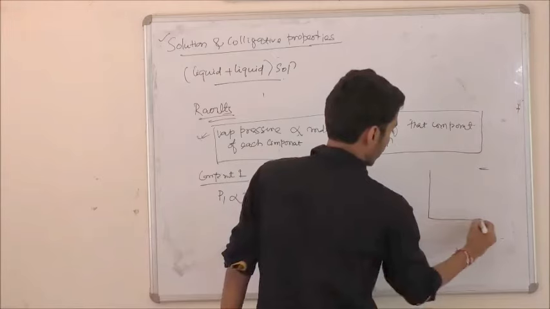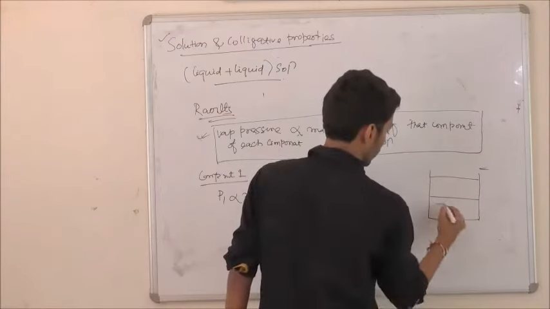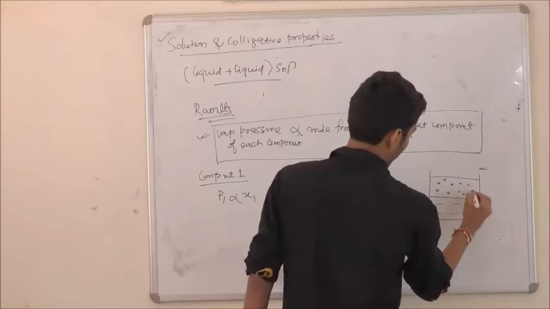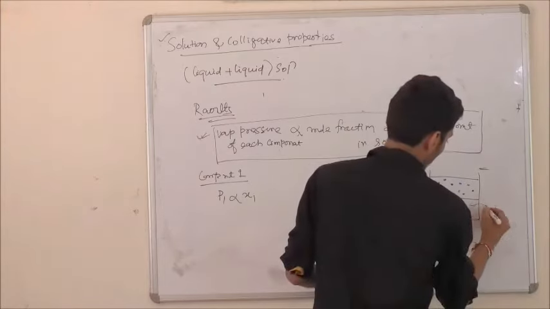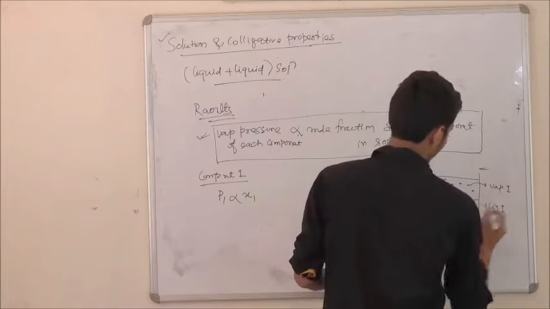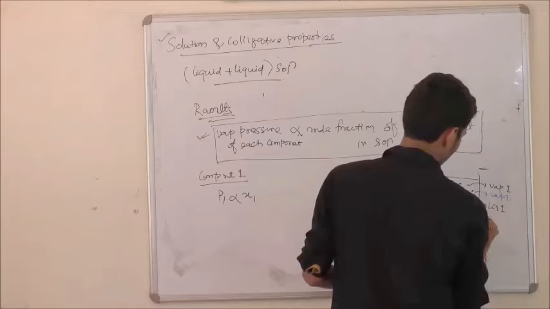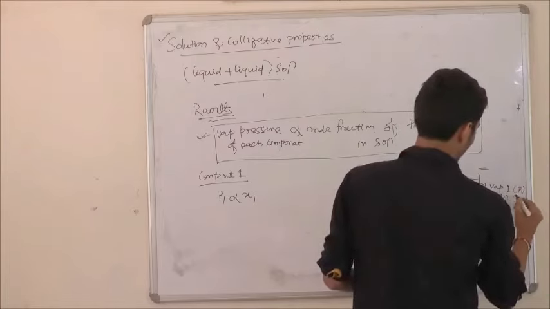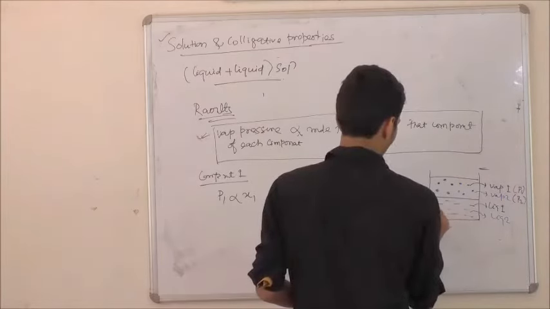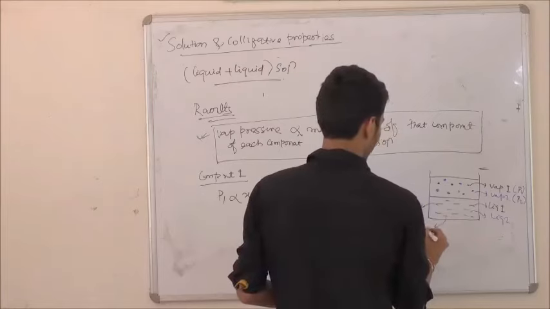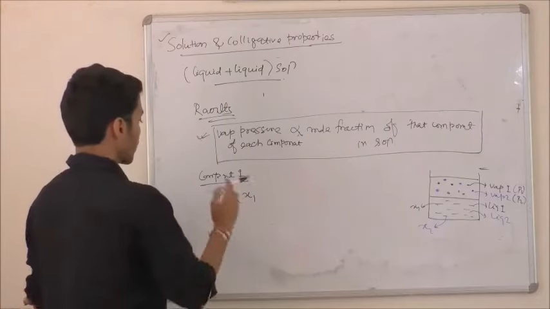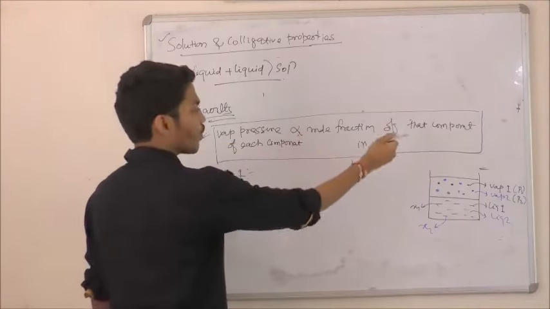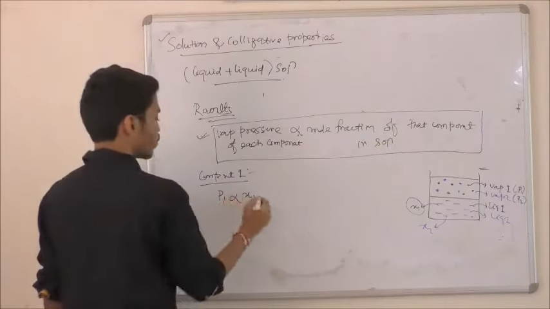Actually I drew that figure, let me draw this actually. So this was the figure, where liquid 1, vapor 1, vapor 2, and this is liquid 2. The pressure is P1, the pressure is P2. And the mole fraction of liquid 1 is x1 and mole fraction of liquid 2 is x2. Now see, for component 1 or for liquid 1, vapor pressure of component 1, that is P1, is directly proportional to mole fraction of that component in solution, that is P1 directly proportional to x1.